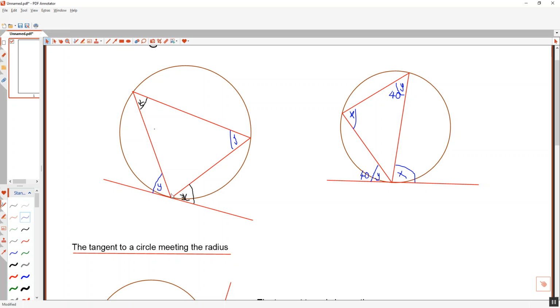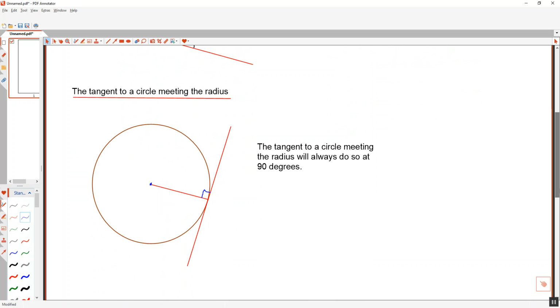Okay, this is obviously, well, it doesn't look like 90 degrees, but it's definitely not, because this line is not the radius. It's only 90 degrees when the line is the radius, okay, meeting the tangent, okay? So just bear that in mind, okay? It's a really common mistake that people make.